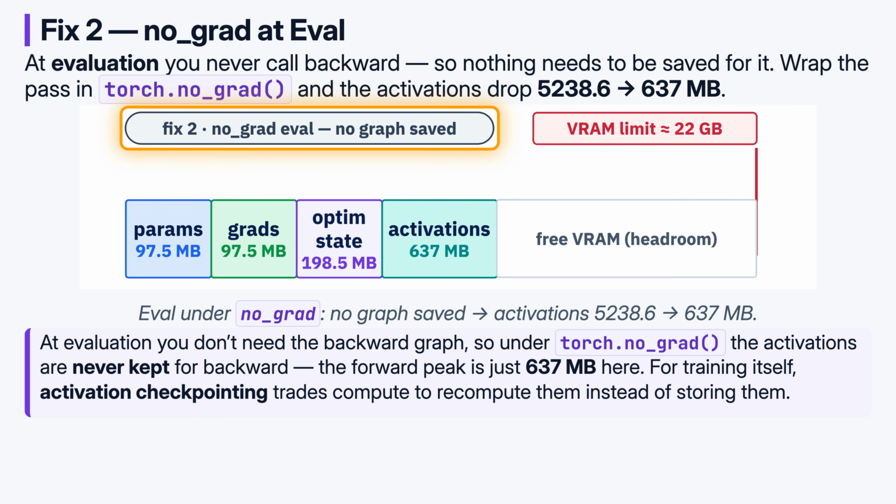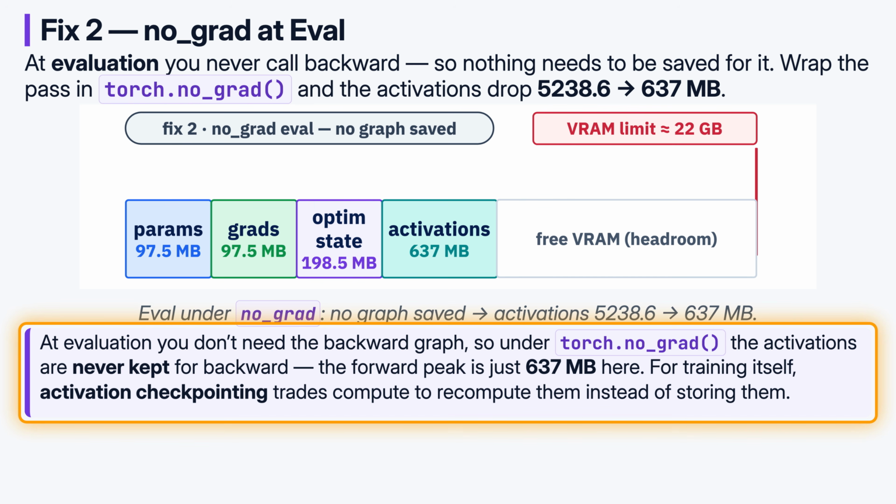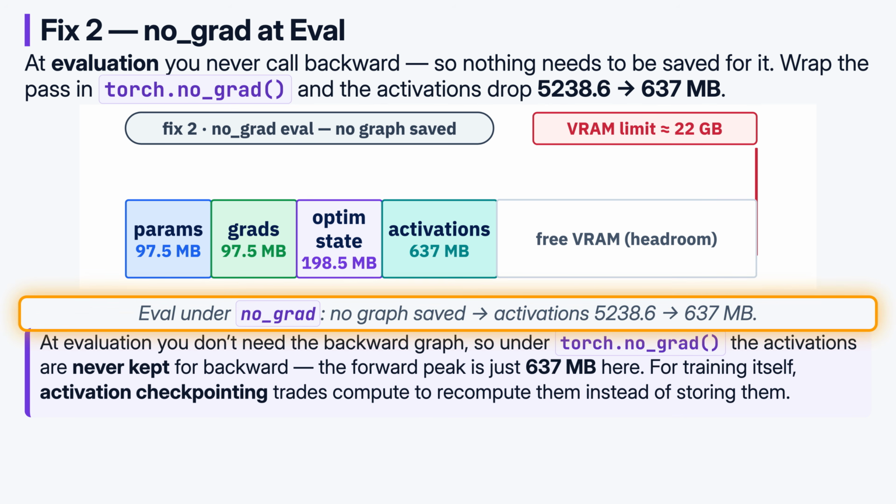At evaluation, you never call backward, so nothing needs to be saved for it. Wrap the pass in torch.no_grad. The activations drop from 5,238.6 to 637 megabytes. Under no_grad, the activations are never kept for backward. The forward peak is only 637 megabytes here. For training itself, activation checkpointing trades compute to recompute activations instead of storing them. Eval under no_grad, no graph saved. Activations fall to 637 megabytes.